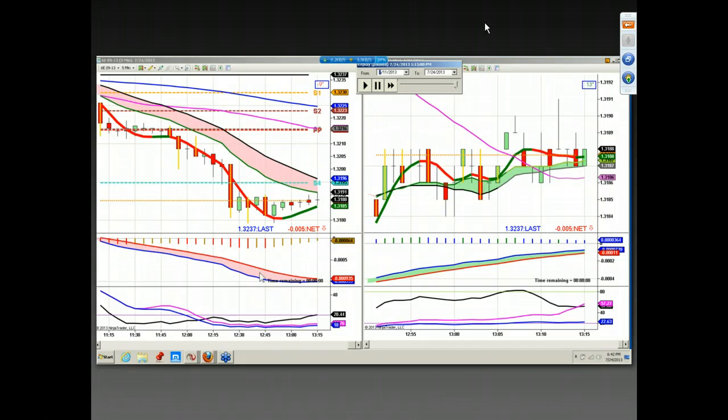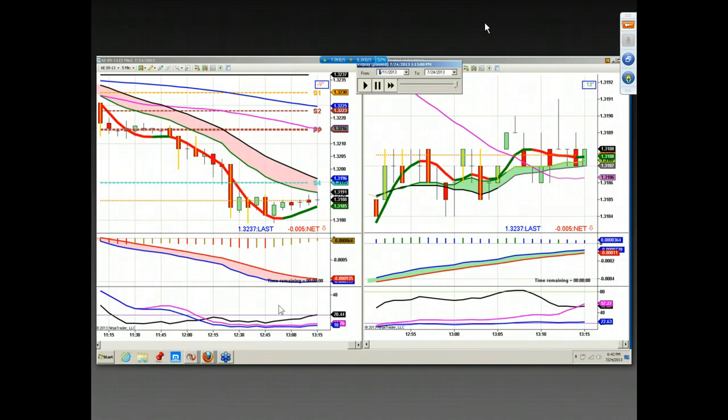Down here on the MACD, the only adjustments that I've made is I've made these bars a little bit wider. And again, I like for it to be obvious. So we have the MACD on both the 5-minute chart and the 1-minute chart.